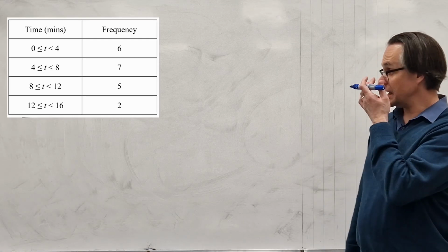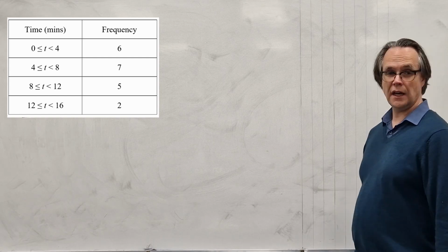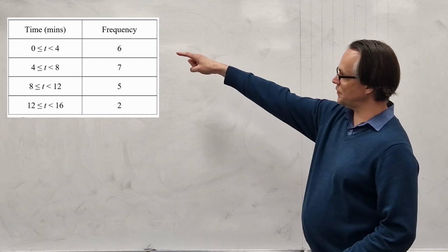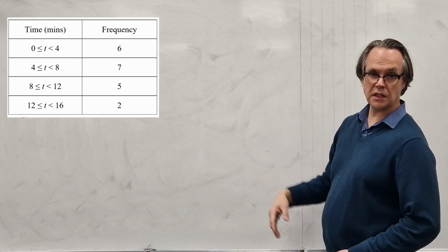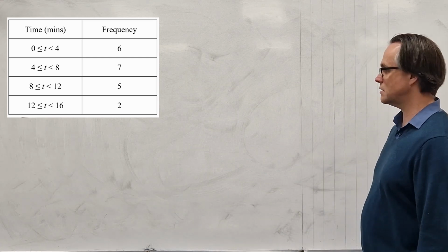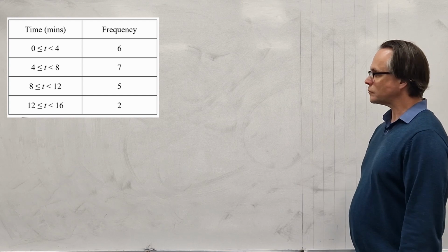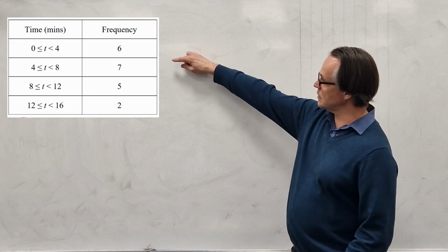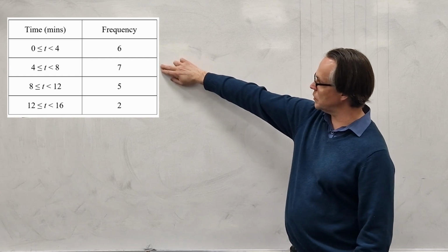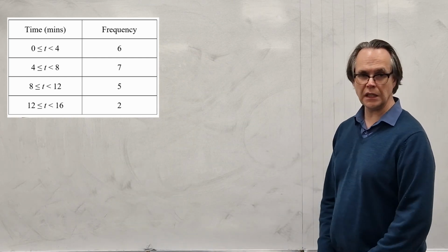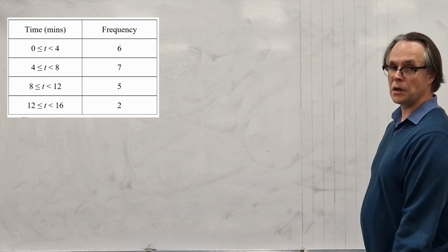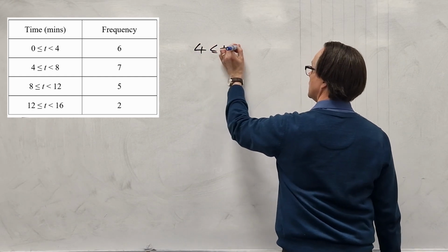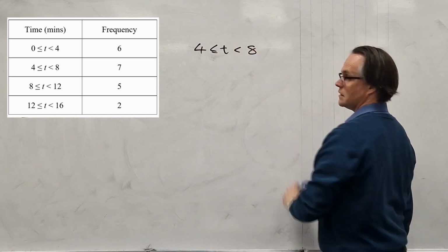Right, so in part A, we've been asked to write down what the modal class is. These things here, 0 to 4, 4 to 8, 8 to 12, 12 to 16, sometimes they're called classes, sometimes they're called intervals. The modal class just means the one with the most things in it. So you can see there's 6 in the first one, 7 in the second one, and 7 is the highest frequency. So that is the modal class. So the modal class is 4 is less than or equal to x is less than 8.